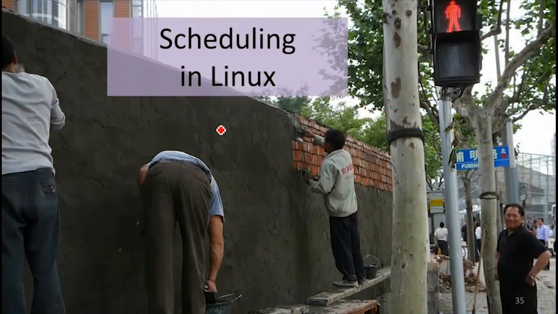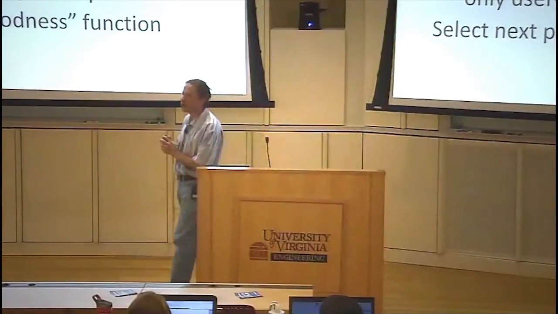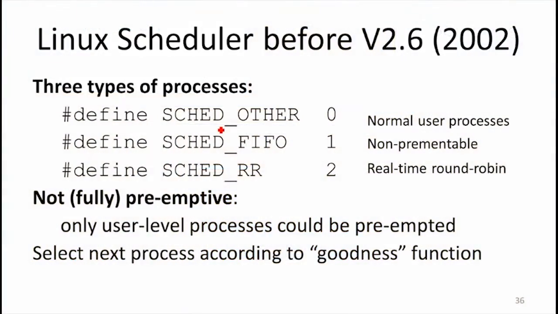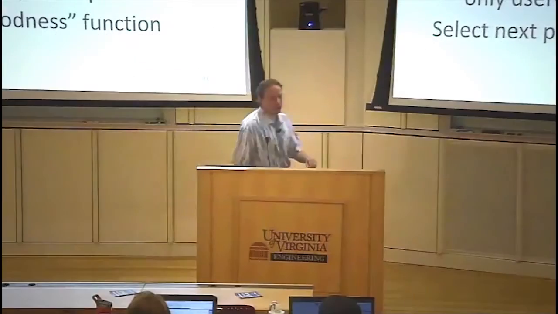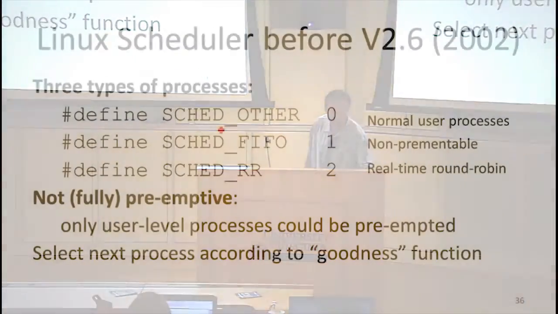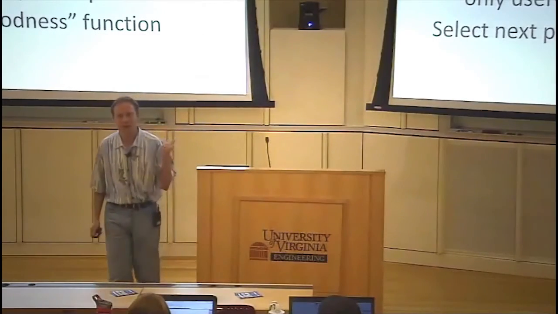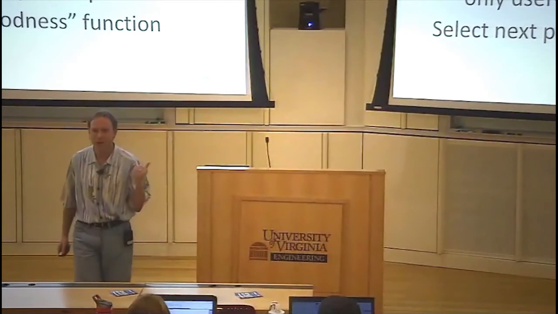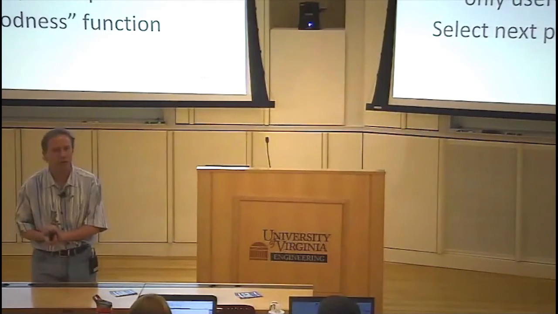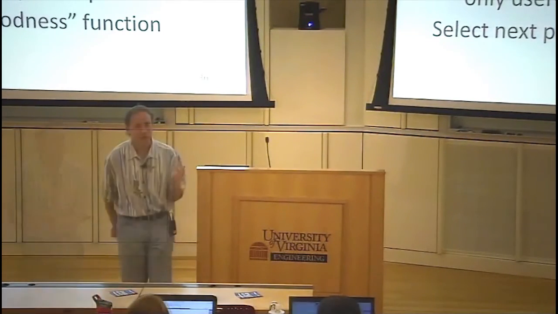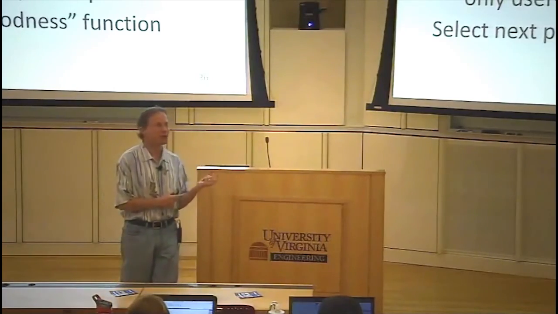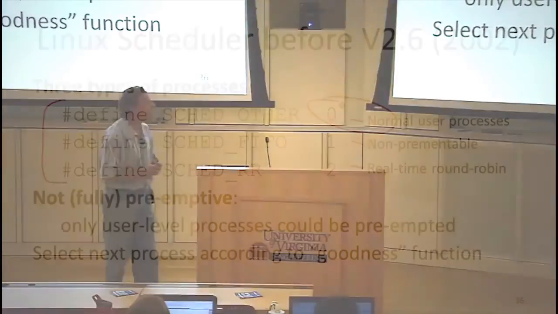I'm not going to be able to finish scheduling Linux, but I want to talk about this a little bit today, and then we'll continue next time. So this is what the Linux scheduler was doing before 2002, a little more than 10 years ago. It had 3 types of processes. So we had normal user processes, non-preemptible, and real-time. Does that make sense given what we've talked about? People wanting to do things on their laptop have those 3 types of processes. The things that normally would be real-time are things like video players that have a real-time constraint.